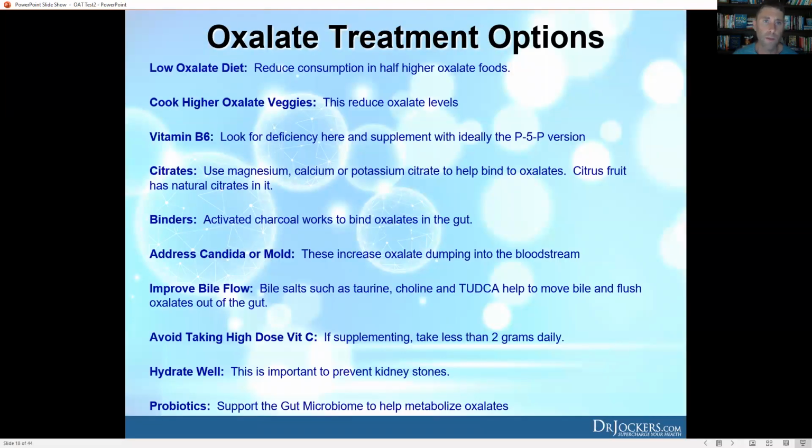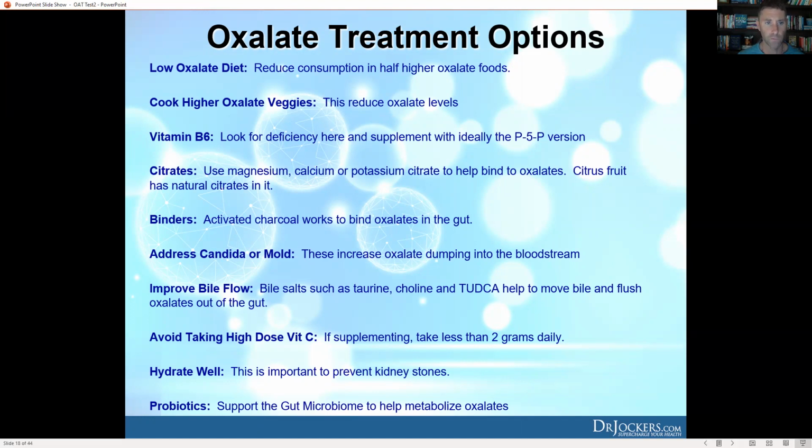Now, when we're reducing, you don't necessarily want to just take them all out. You want to reduce your consumption in half. So if you normally are consuming, let's say 10 servings of those a week, reduce it to about a half, or 5. Some people can have problems with oxalate dumping where they reduce oxalates too much too quickly. And that can be an issue. And that's why I like binders like activated charcoal, which works well to bind oxalates in the gut.